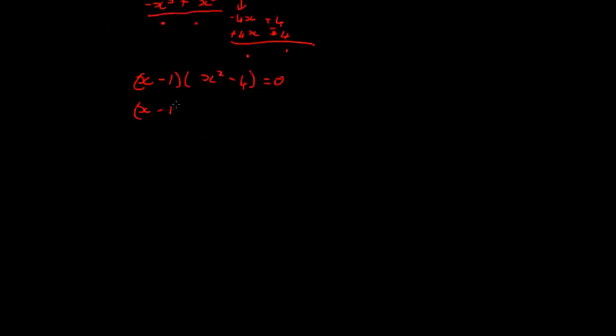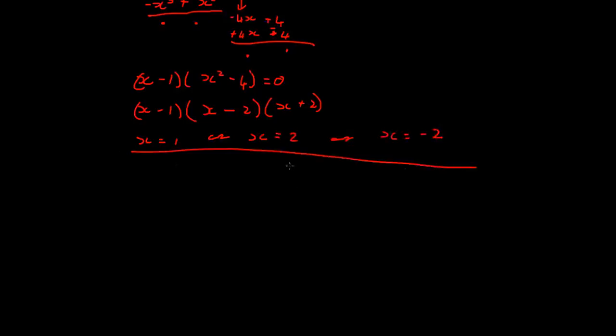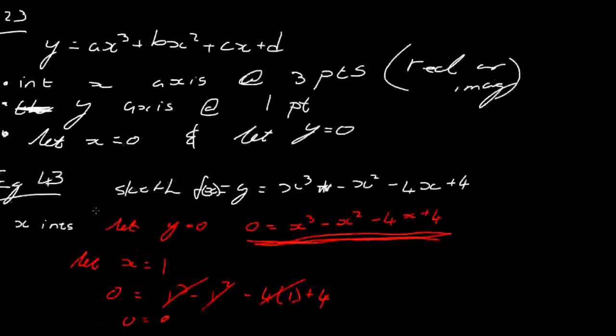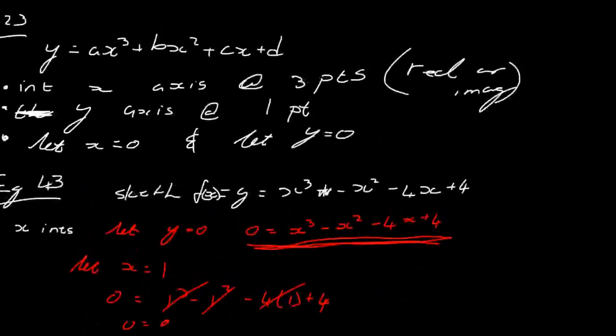So let's just carry this. And this is a difference of 2 squares. So it's x minus 2, x plus 2. So now we've got our x-intercepts, which are x equals 1, or x equals 2, or x equals minus 2. So there you've got our x-intercepts. And there are 3 of them, as we stated earlier. It intercepts the x-axis at 3 places.